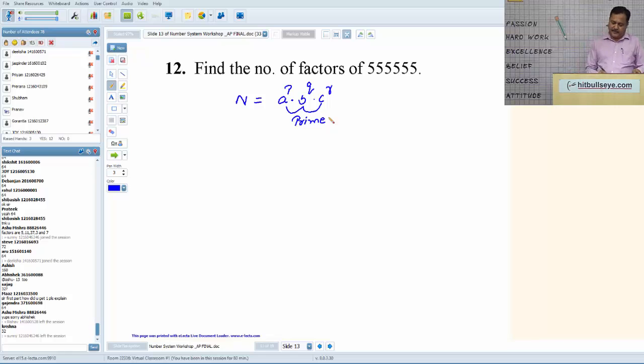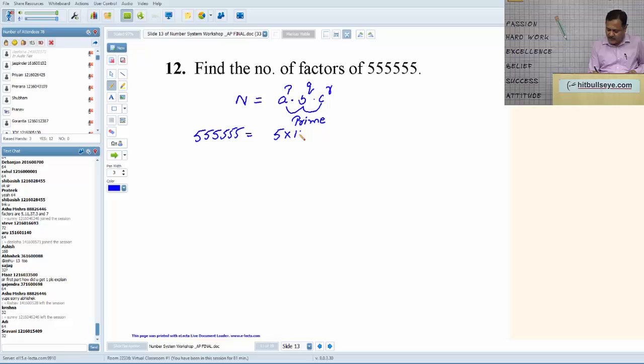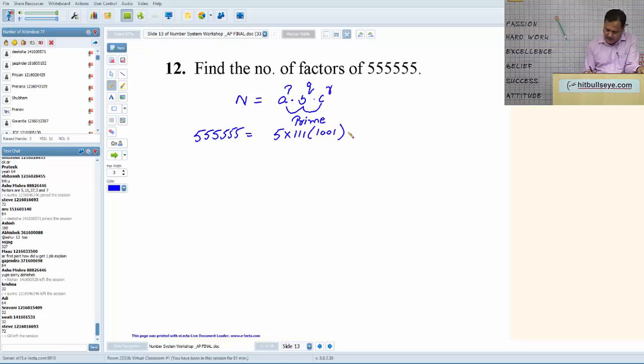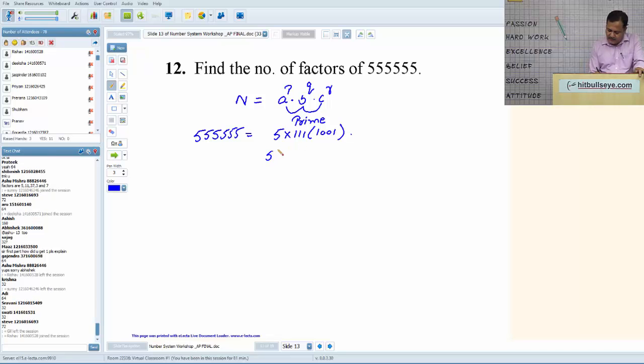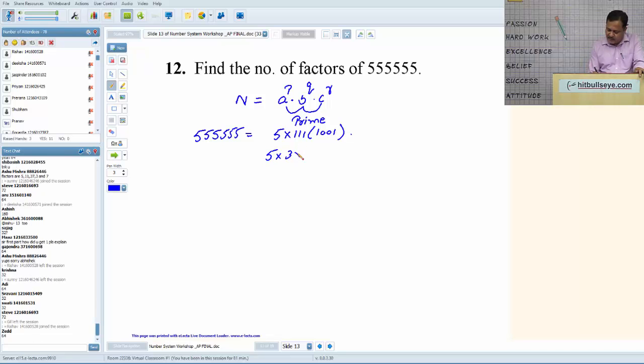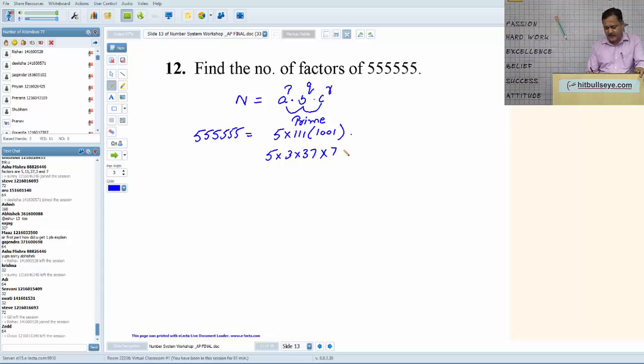These 3 are prime numbers. So if we prime factorize 555555, this gives you 5 into 111 into 1001. Now 111 can be further factorized into 3 into 37, and 1001 can be further factorized into 7 into 11 into 13. So there are 6 prime numbers and the power of each prime number is 1.